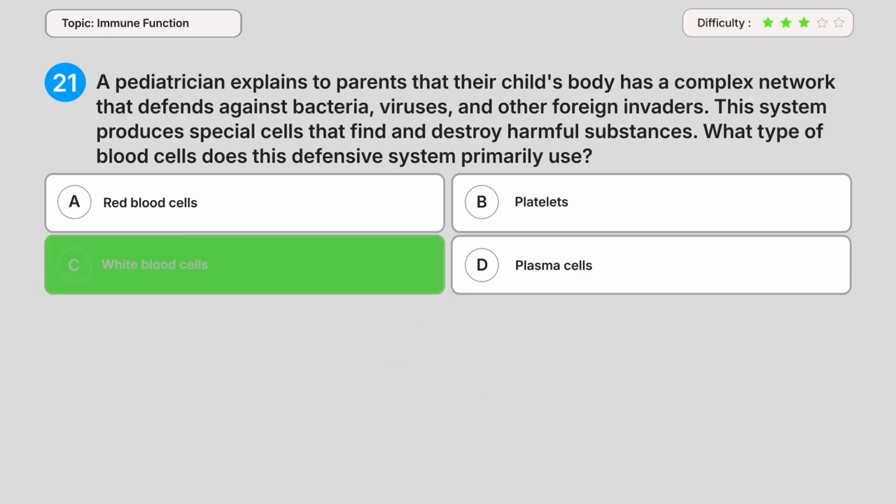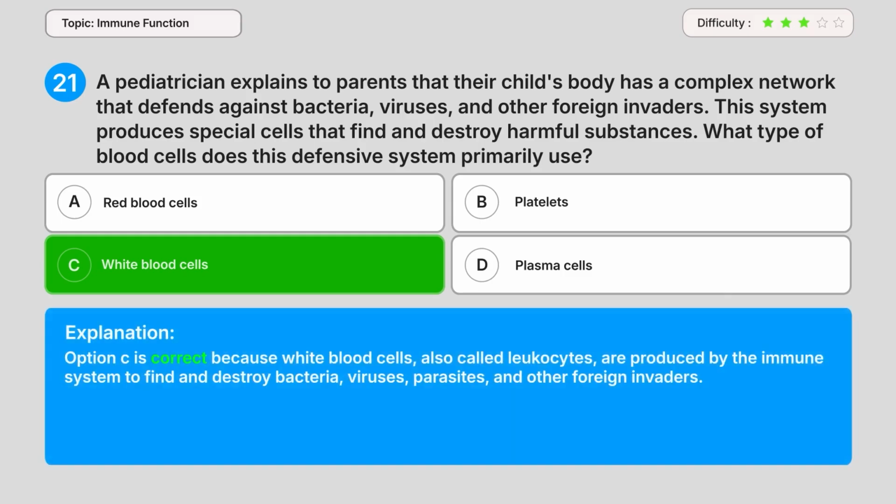Correct answer, C. White blood cells. Explanation. Option C is correct because white blood cells, also called leukocytes, are produced by the immune system to find and destroy bacteria, viruses, parasites, and other foreign invaders.